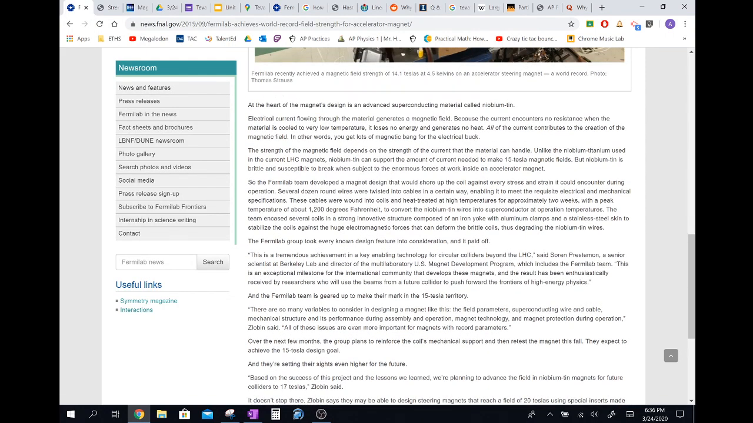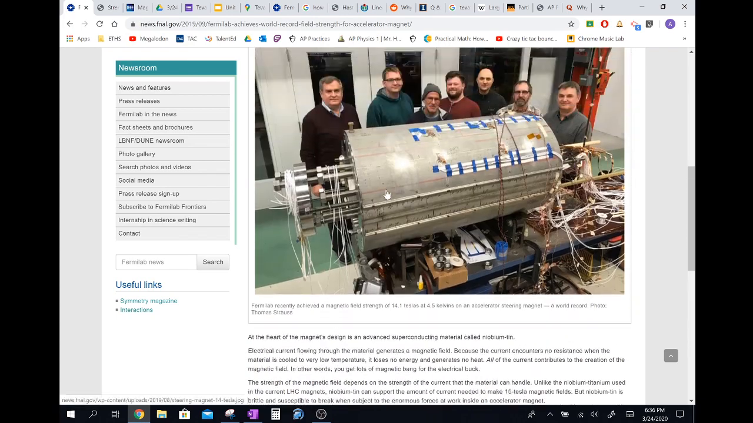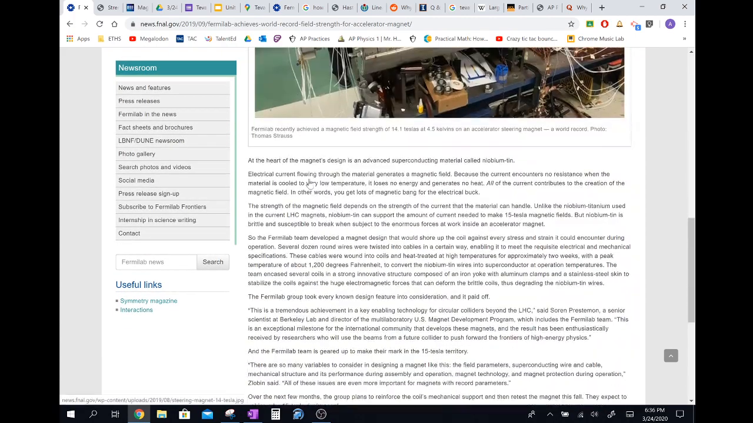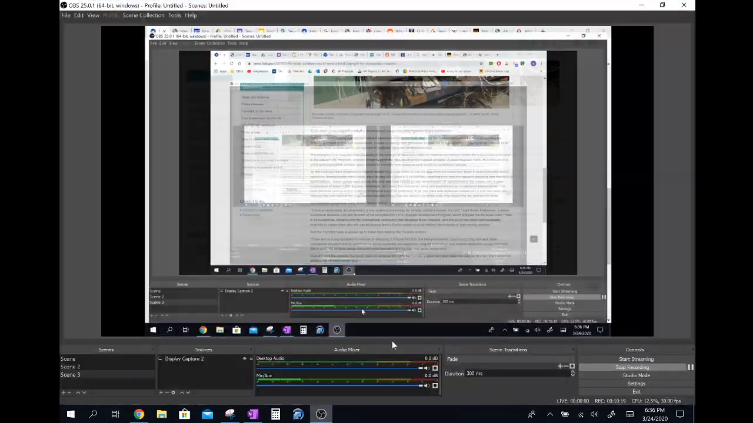Actually, all right, there we go, I found the part that I wanted. It says electrical current flowing through the material generates a magnetic field. So we know that when we have current flowing, we get a magnetic field. Because the current encounters no resistance when the material is cooled to very low temperature, it loses no energy and generates no heat. So we can really crank that through there and get a larger magnetic field. All the current contributes to the creation of the magnetic field instead of creating heat. So more magnetic bang for your electrical buck. I just thought that was interesting, and how they did that based on what we've been talking about, how electric current can create a magnetic field.